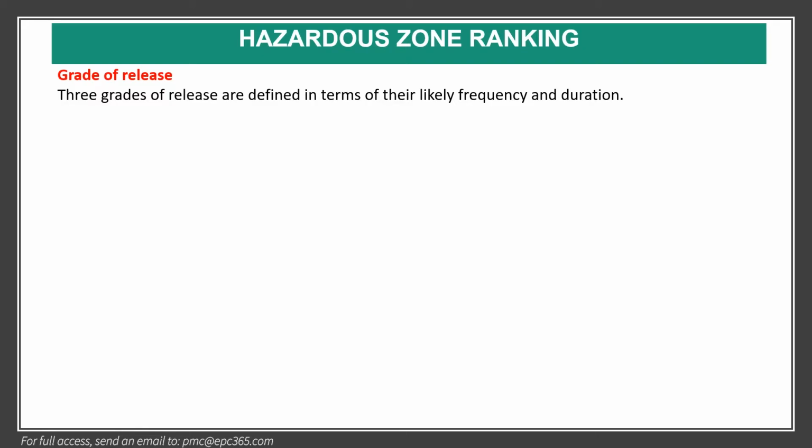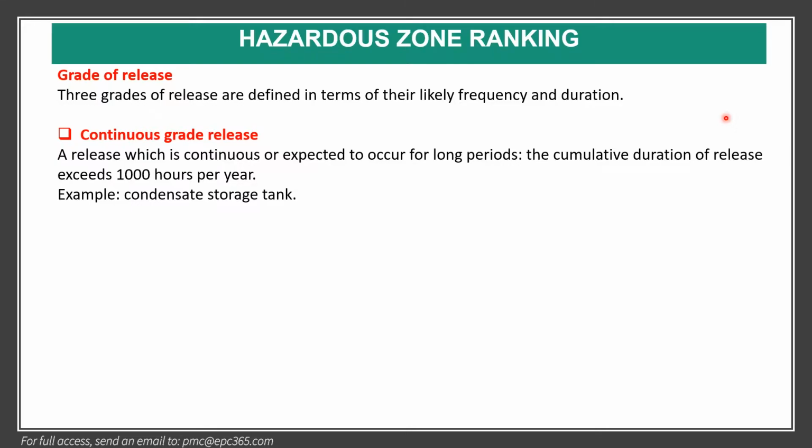Hazardous zone ranking: normally 3 grades of the release are defined in terms of their frequency and duration. First is continuous grade release. This is a release which is continuous or expected to occur for long periods. Normally the cumulative duration of the release exceeds 1000 hours per year. Example is condensate storage tank.